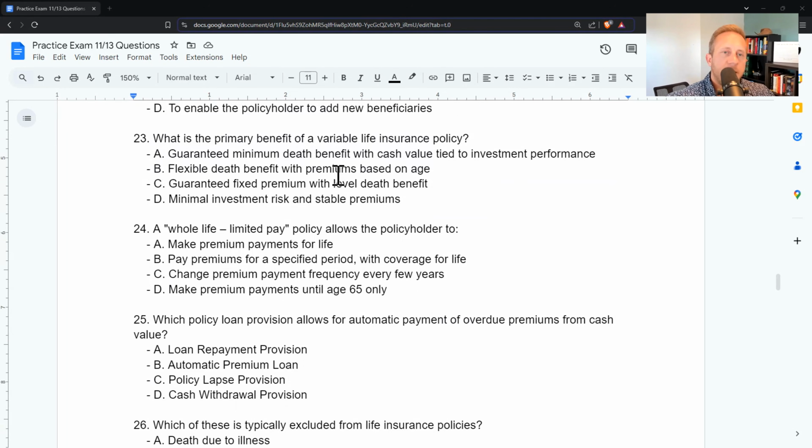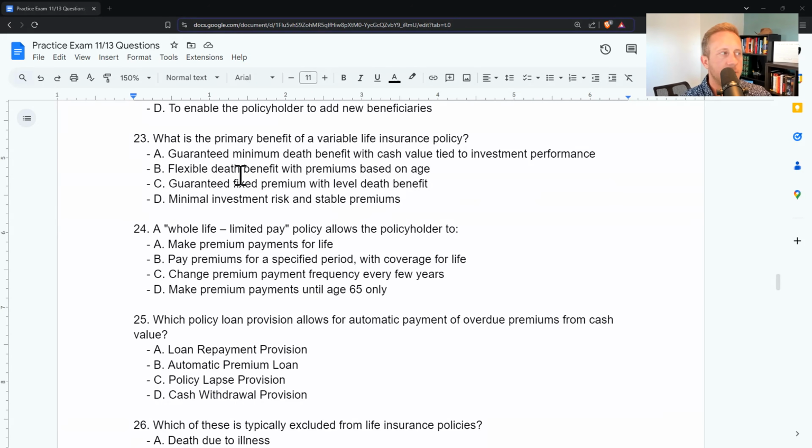What is the primary benefit of a variable life insurance policy? Guaranteed minimum death benefit with cash value tied to investment performance. That answer is A. So variable life offers investment potential in separate accounts affecting the cash value and the death benefit. So that's this one.